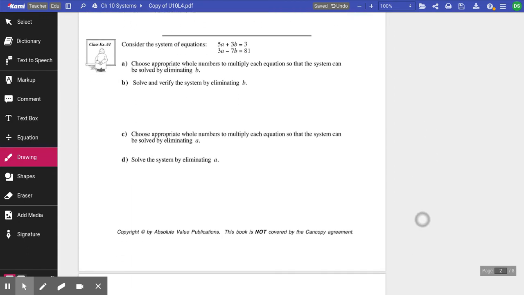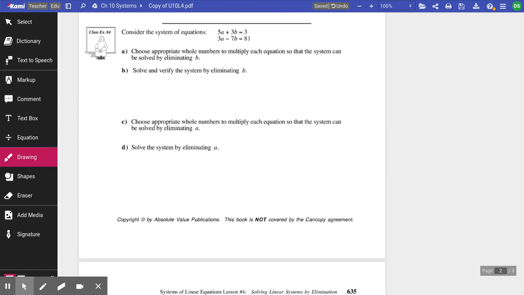Let's go on down. Class example 4 says consider the system of equations. Choose appropriate whole numbers to multiply each equation by so the system can be solved by eliminating b. Okay, they happen to choose the b, because neither one looks simple. The a's are going to take some work and the b's are going to take some work. But let's just choose the b's.